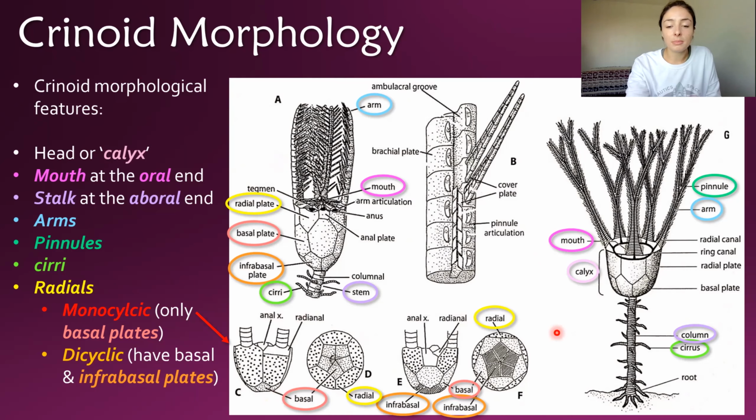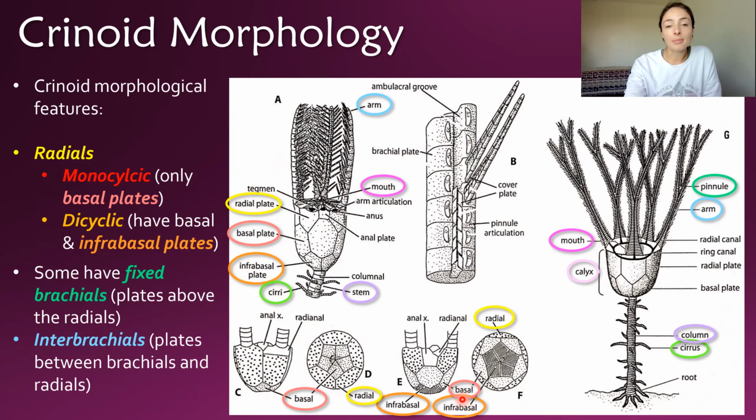However, there is also something called dicyclic shown in E and F, and these have what's called infrabasal plates below the basal plates, and so these guys are then termed dicyclic, and we'll see later some more different plate patterns of crinoids because they can unfortunately get kind of complex. So we'll go over those later, but in simple terms, the important series of plates include the radials, the basals, and if applicable, the infrabasals.